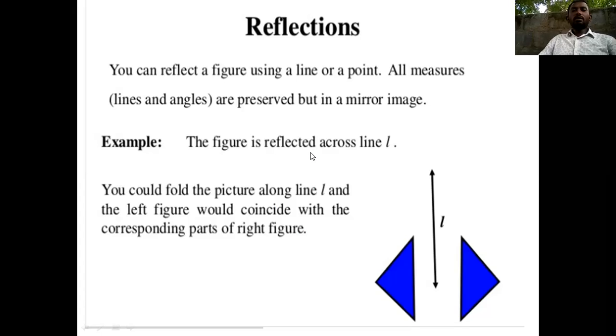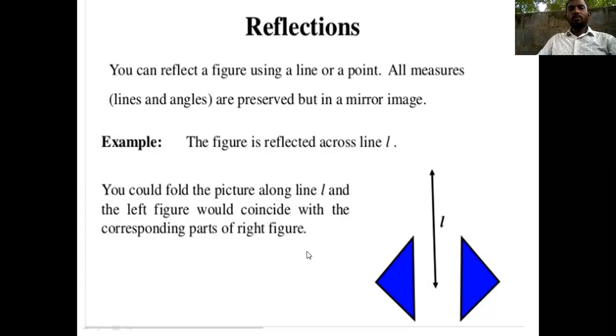For example, the figure is reflected across the line L1. See this one. You fold the figure along the line L1, and the left figure would coincide with the corresponding part of the right figure.